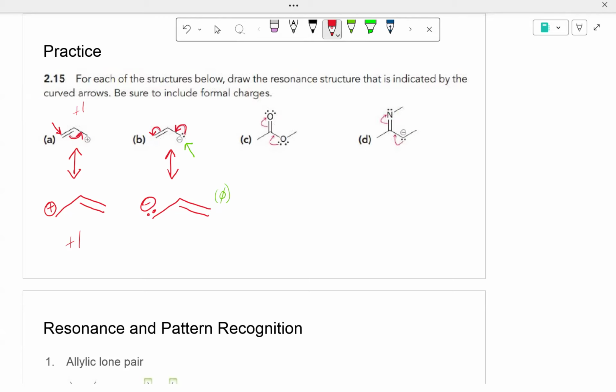Now let's look at C here. So we're starting with this lone pair, going to move that towards that carbon, form a pi bond. So I don't violate the octet rule, I'm going to take these pi electrons and move them up to that oxygen.